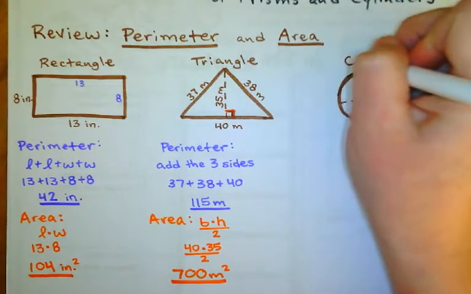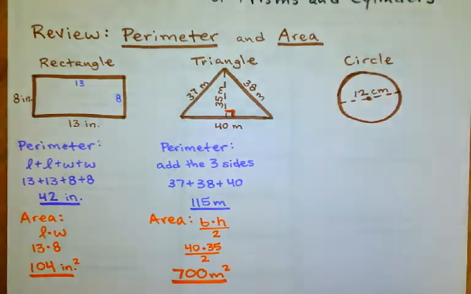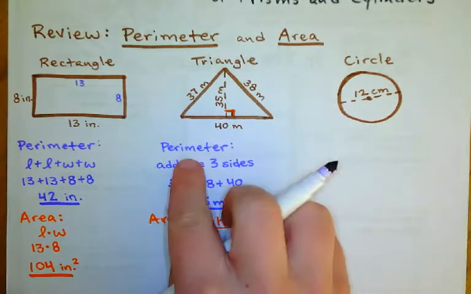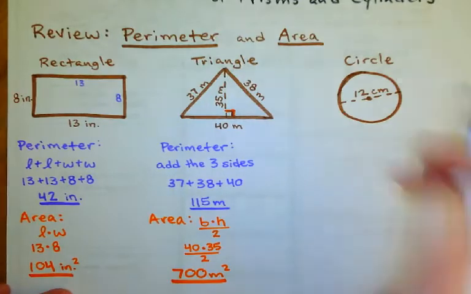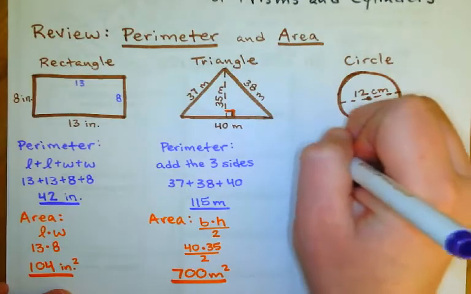Alright? And then this last shape is a what? Good, it's a circle. Alright, now how do we find the perimeter of a circle? Now first off, do we even use the word perimeter for circle? No, we use a different word because for perimeter we're adding all the sides, right? But a circle doesn't have any sides. So to find the perimeter of a circle, we are finding the circumference.